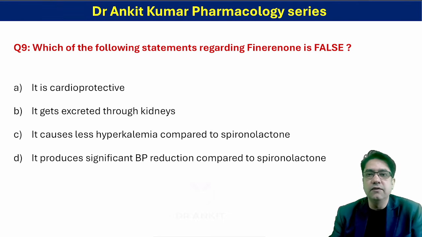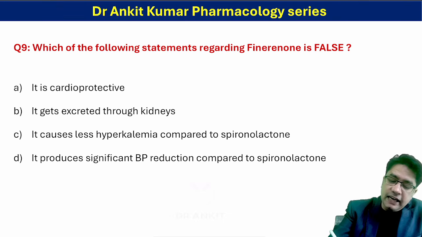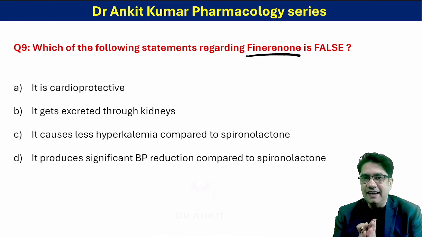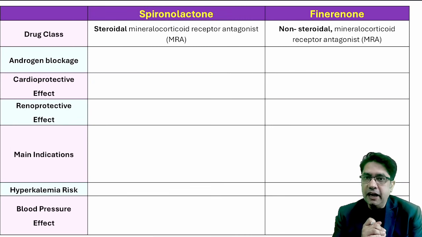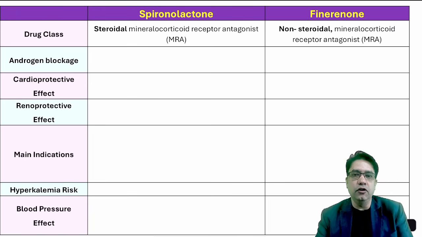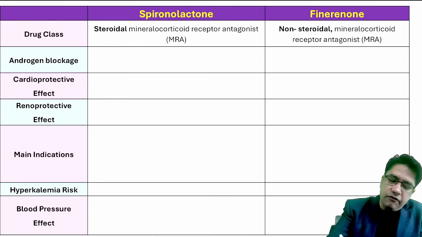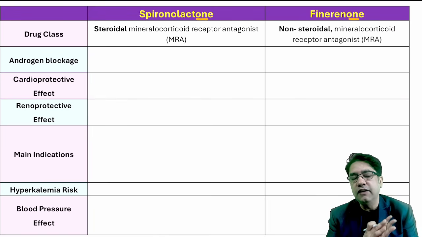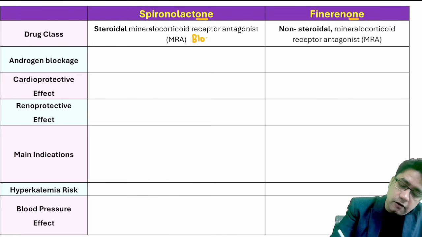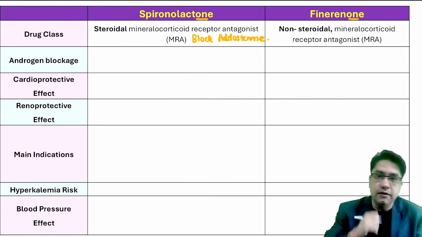So next question, which of the following statements regarding finerenone is false? First let's understand, you must have heard about a drug spironolactone. Spironolactone has been modified and we have made a new drug known as finerenone. Both spironolactone and finerenone end with the word one. Any hormone we know which ends with the word one, that is aldosterone. Remember, both these drugs block aldosterone receptor.